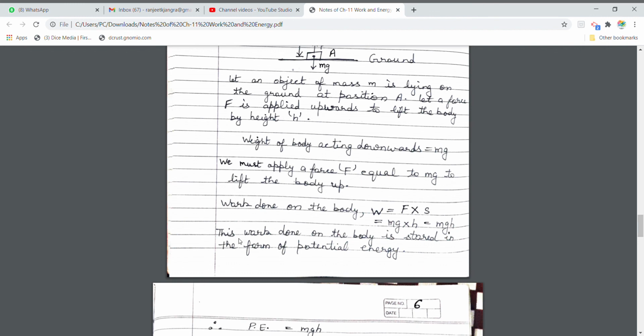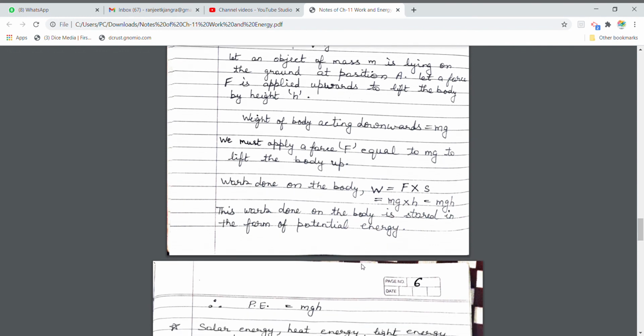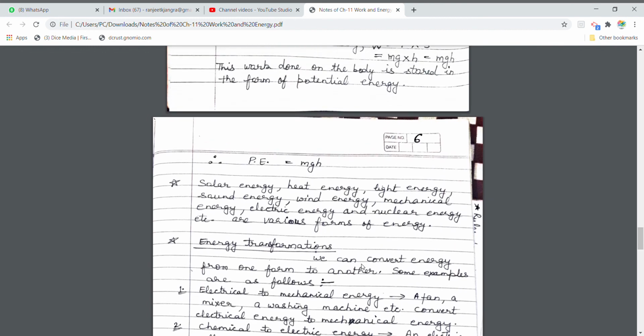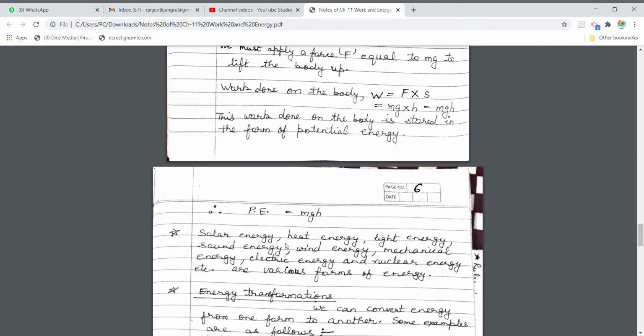Now this work done on the body is stored in the form of potential energy. So if W is equal to mgh, then this potential energy is also equal to mgh. So this is how we can derive the formula for potential energy. So potential energy is equal to mgh.